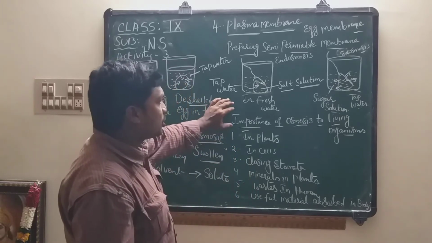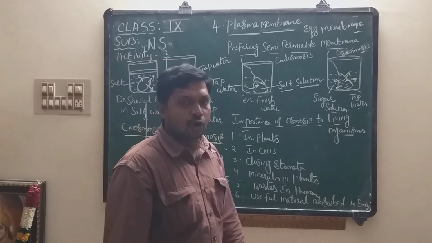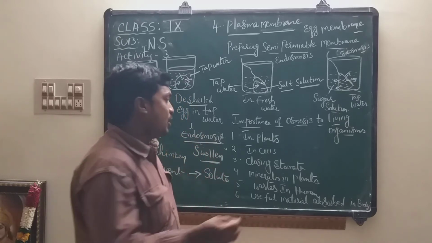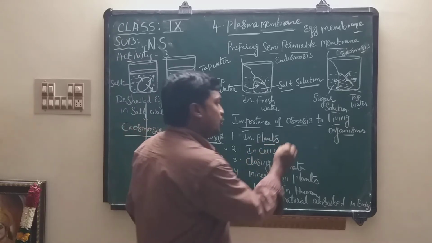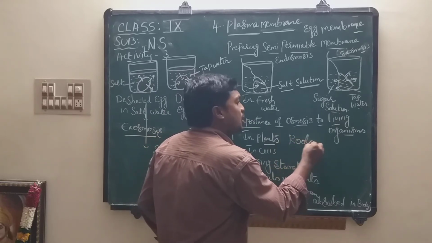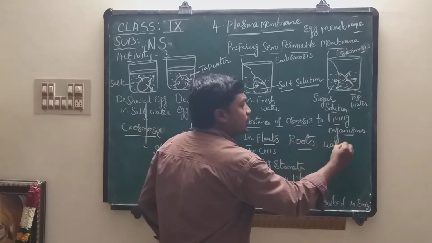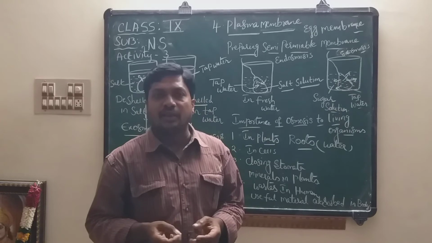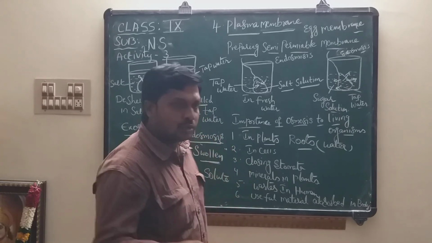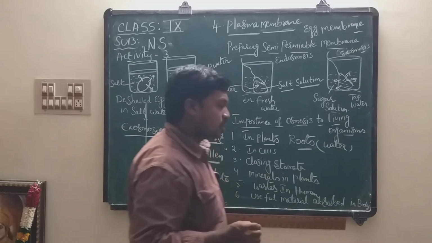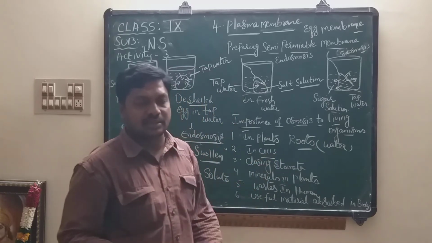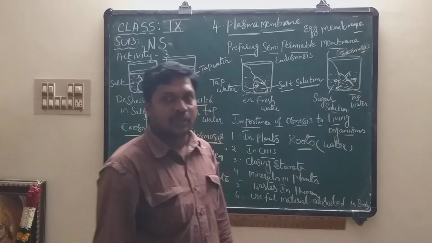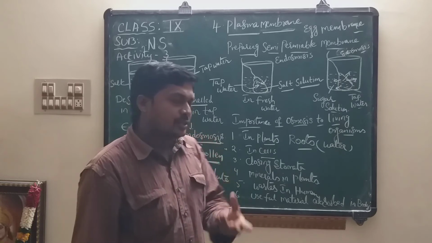Now I will explain the importance of osmosis to living organisms. What are the uses of osmosis in our daily life? First one is in plants. Plants have roots. These roots absorb water in the process of osmosis. When you pour water to plants, the water is absorbed by the roots through a process known as osmosis. And second one is, in the cells of our living body, water enters into the cell or comes outside of the cell in the process of endosmosis or exosmosis.